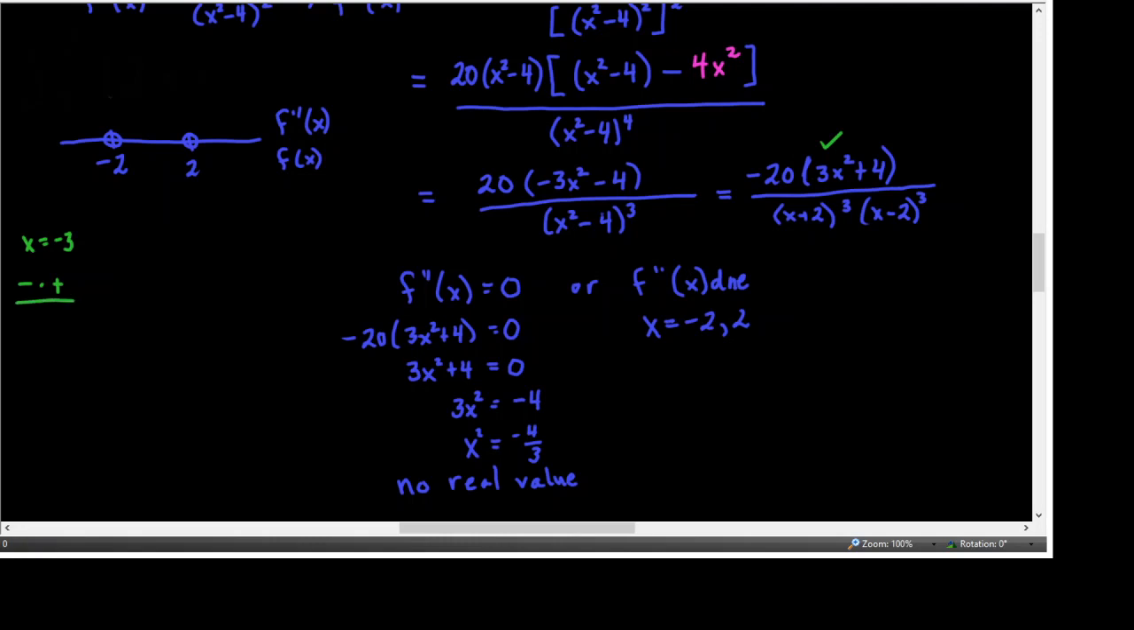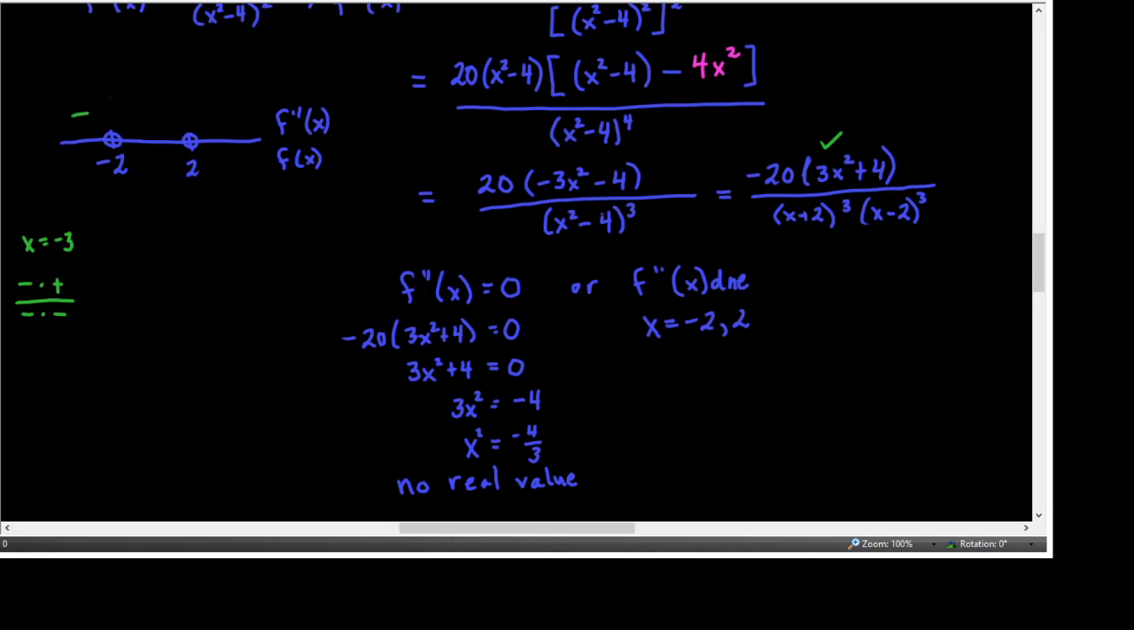Okay, negative 3 plus 2 is negative 1. The cube of negative 1 is negative. Negative 3 minus 2 is negative 5. The cube of a negative number is negative. So negative times positive divided by negative times negative is a negative result.